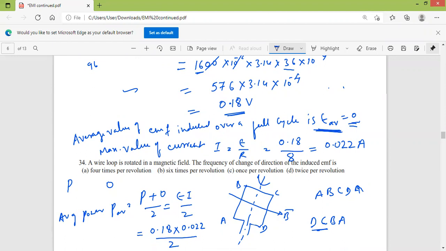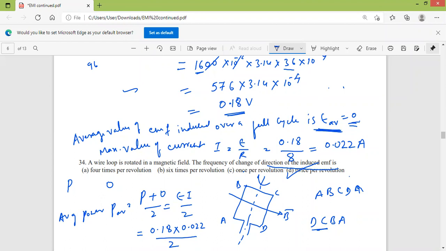You know that when the coil is rotated in a uniform magnetic field, the direction of the current changes twice. In the first half cycle, the current will flow A to B, B to C, C to D. In the next half cycle, the current will flow from D to C, C to B, B to A. Therefore, the current changes its direction twice, so the frequency of change of direction of the induced EMF is twice. Option D is the correct answer.